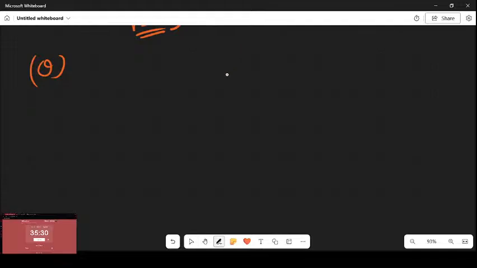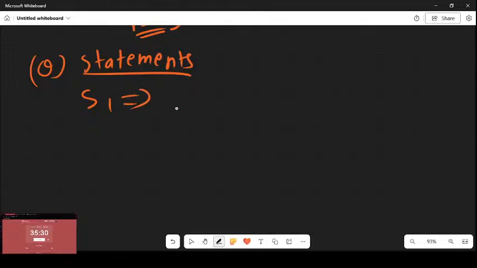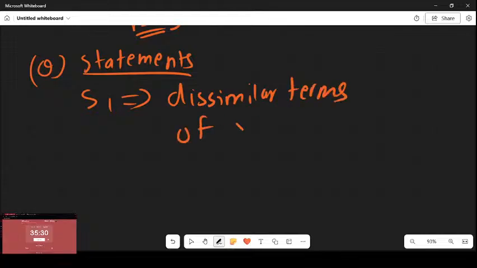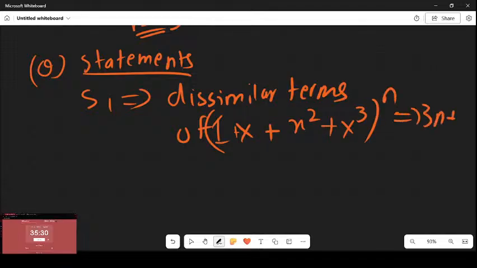Number of dissimilar terms, okay, statements. They are given certain statements. We have to prove which of the statements are correct. Okay, first let's solve S1. Number of dissimilar terms of (1 plus x plus x square plus x cube) to the power n is 3n plus 1.